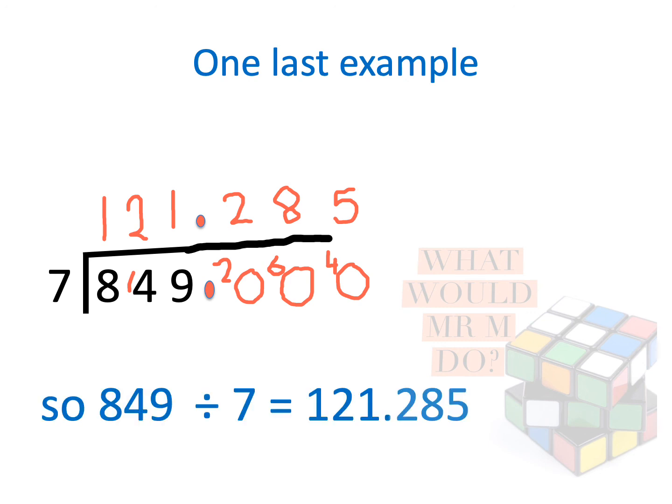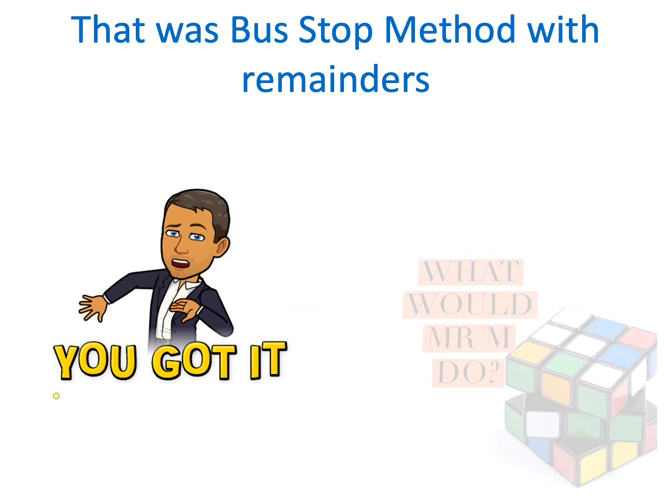So, 849 divided by 7 equals 121.285, and this could continue, but 3 decimal places, this point is really far enough. That was the bus stop method with remainders.